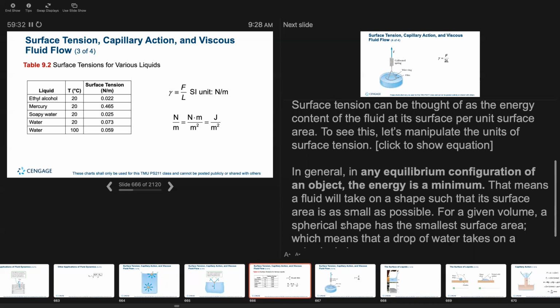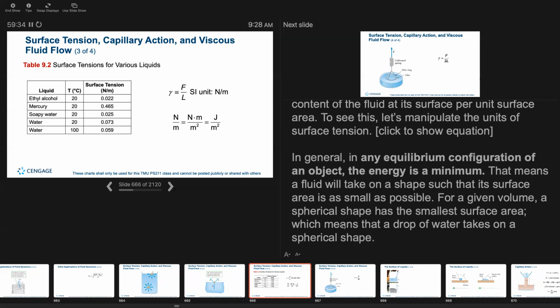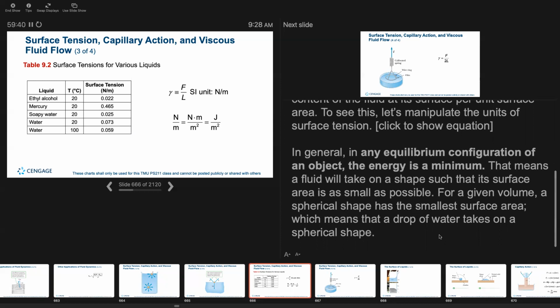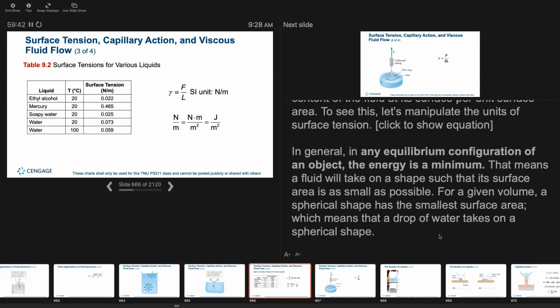In general, in any equilibrium configuration of an object, the energy is a minimum. That means a fluid will take on a shape such that its surface area is as small as possible. For a given volume, a spherical shape has the smallest surface area, which means that a drop of water takes on a spherical shape.